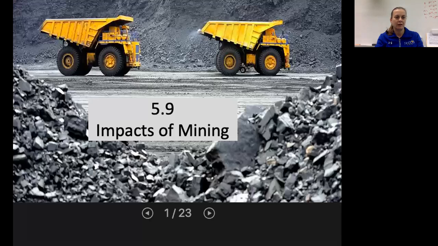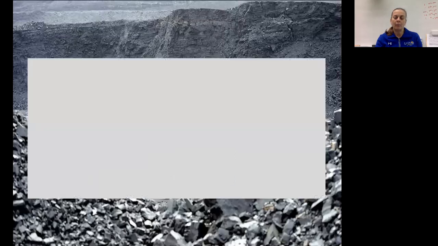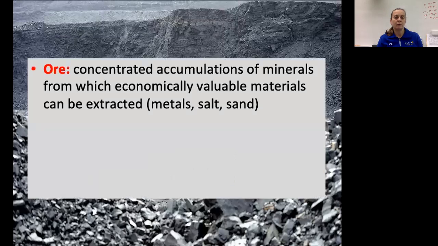All right. So obviously, we're always going to be talking about how we mine as well as the environmental impacts of mining. So first, let's talk about why we mine and what it is that we mine. When we're mining, what we extract from the ground is generally called ore. And ore is a concentrated accumulation of minerals, but it is usually not the pure material that we are seeking. It has to be further purified.